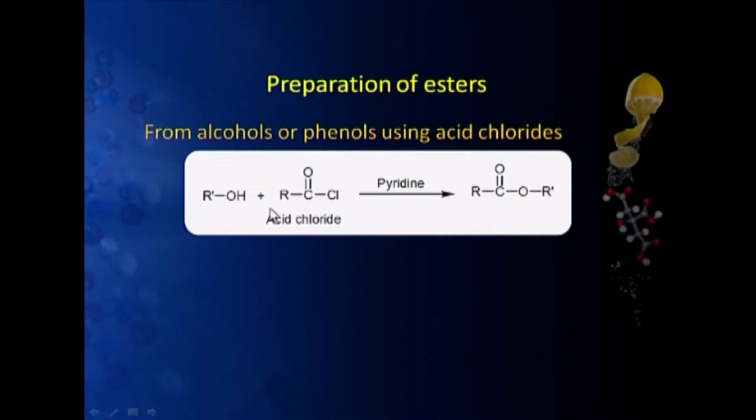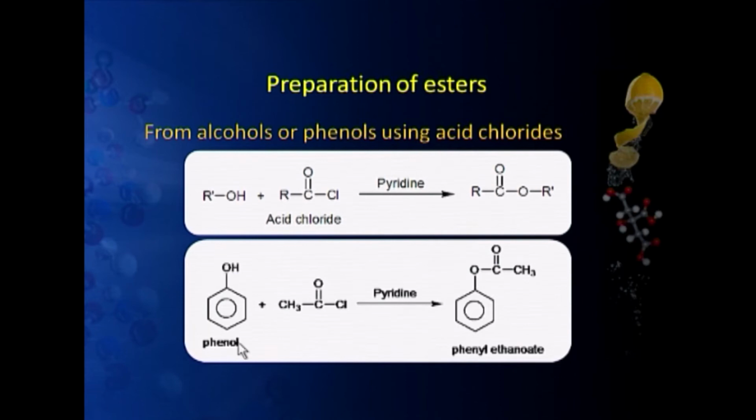Then another method for the preparation of esters is that they can be obtained from alcohols or phenols using acid chlorides. A molecule of HCl is to be removed here, and for that we need a base like pyridine or other tertiary amines. They are used as catalyst, they take away this HCl and esters are formed. Even phenols will react with acid chlorides and we will get corresponding esters, such as phenol reacts with acetyl chloride to give phenyl acetate or phenyl ethanoate.